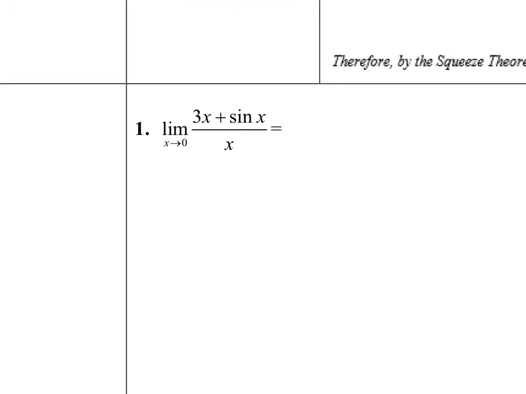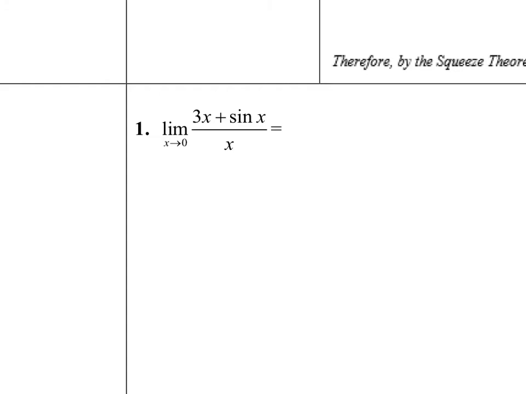First, realize that direct substitution is going to get me nowhere because it's going to be 0 plus sine of 0, which is 0, divided by 0. I have my dreaded 0 over 0. So direct substitution falls through. There is no factoring to do, so I can't use my factoring method.